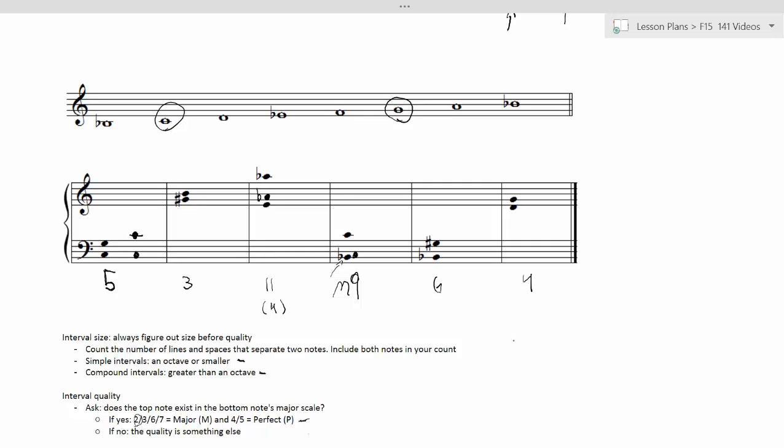So for D major, our first note is D. The next note we need is a whole step away, so that'd be E. We need another whole step, so that'd be F sharp. And then we need a half step, so that'd be G. So G does exist in the D major scale, so that means this interval is perfect. Again, if it didn't exist, it'd be something else, and I'd just leave the quality blank on my homework.